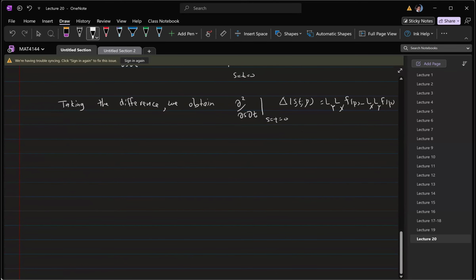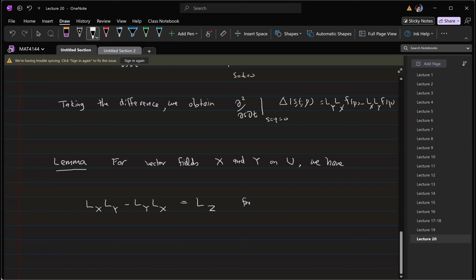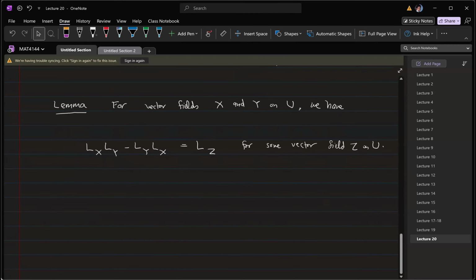All right, so the next lemma is the following. For vector fields X and Y on U, we have L_x L_y minus L_y L_x, as an operator on functions, equals L_z for some vector field Z. Okay, and in fact, we can compute that vector field in terms of X and Y. So how do we see this?